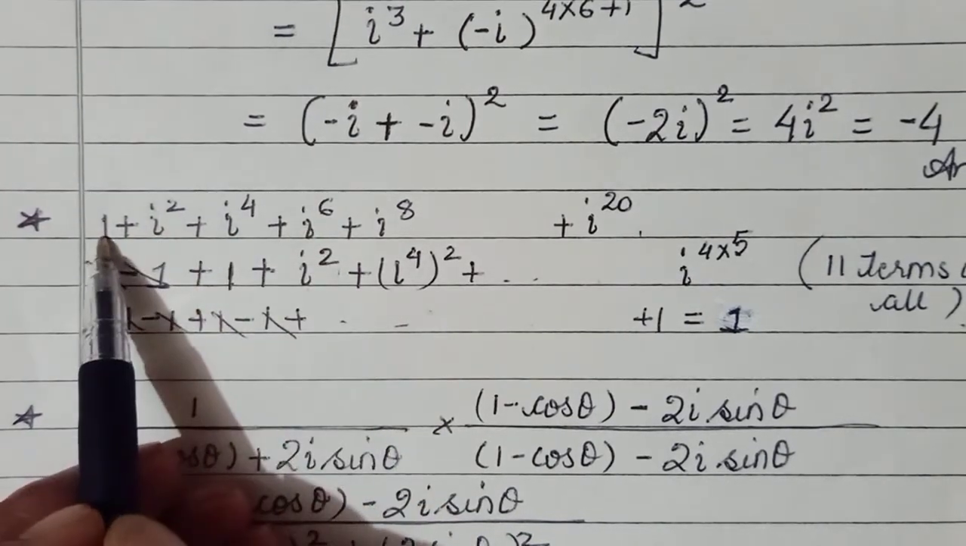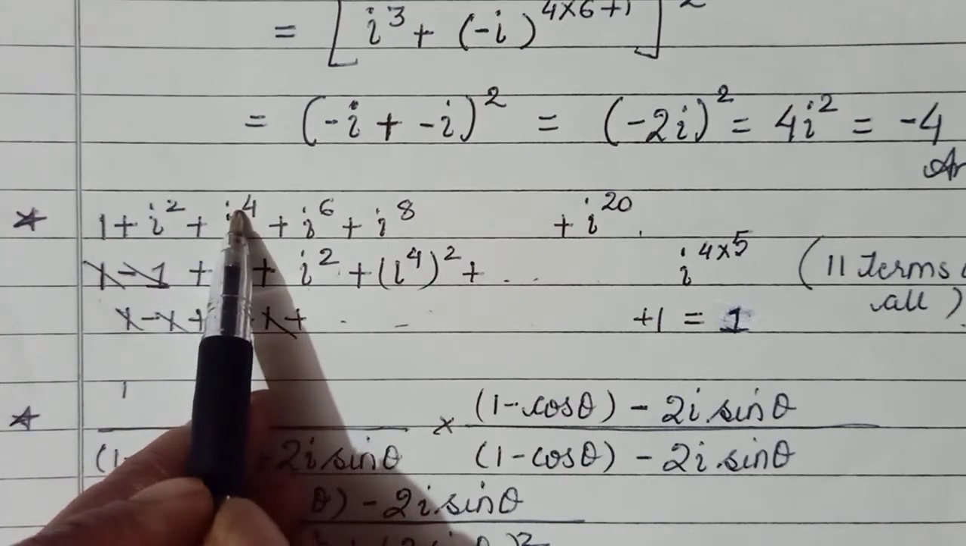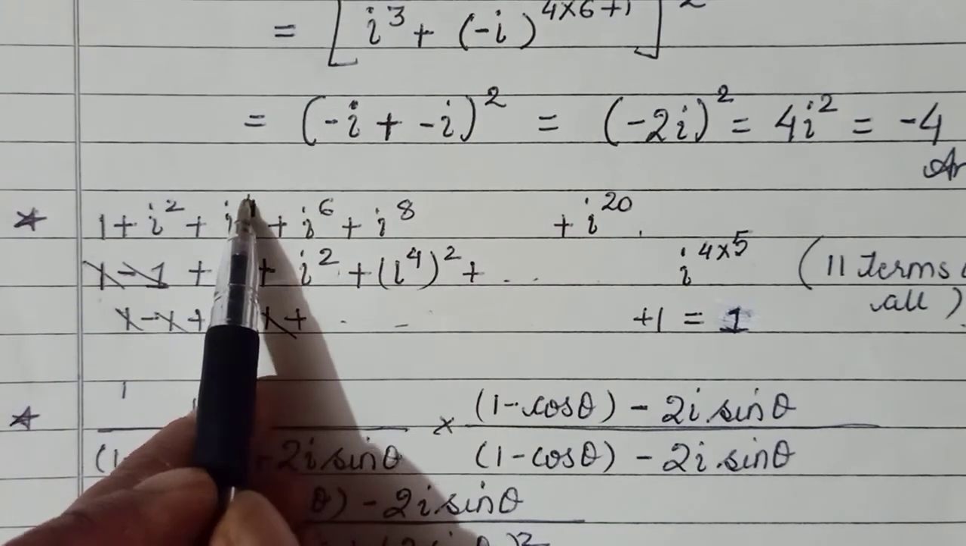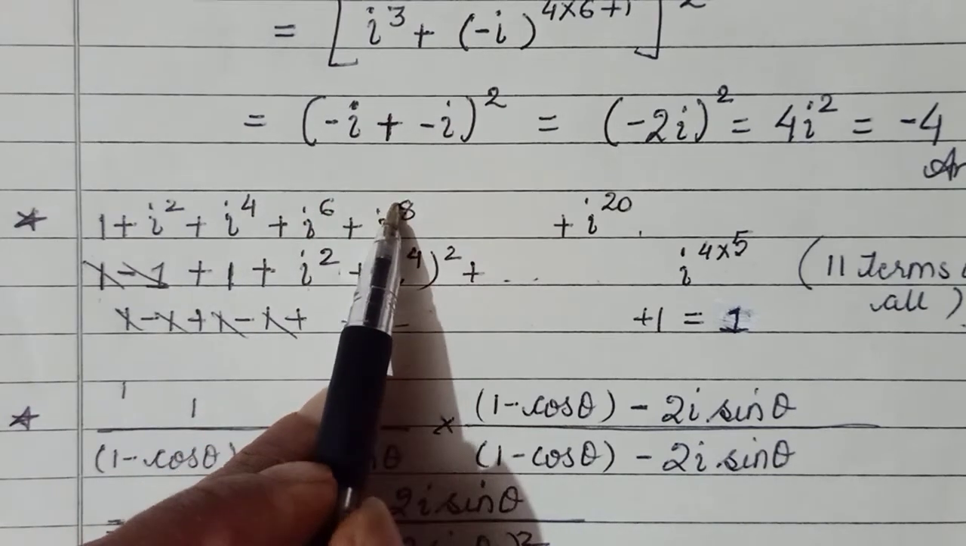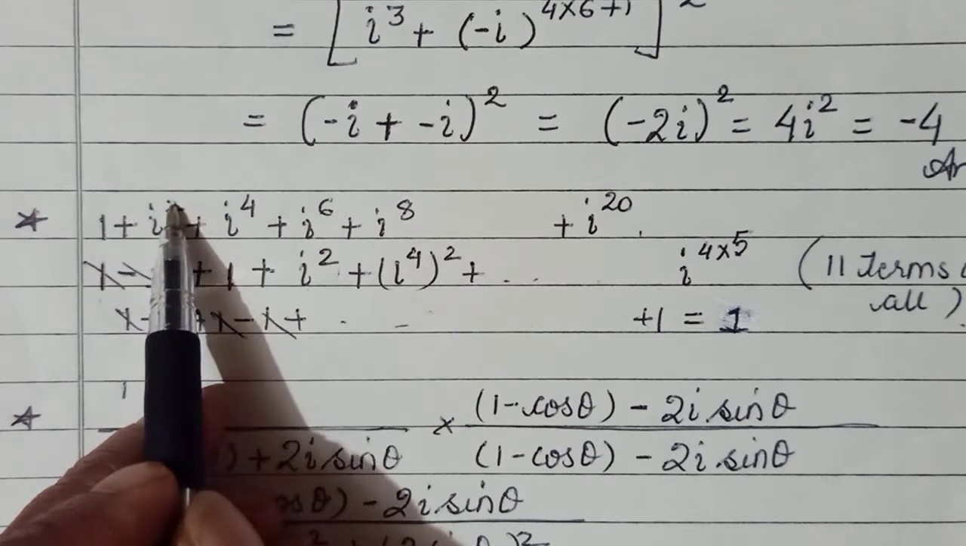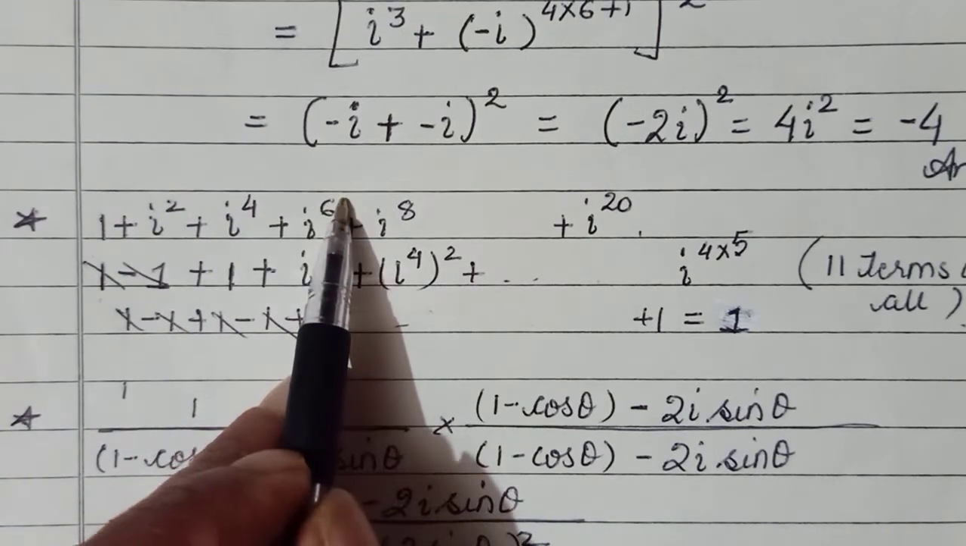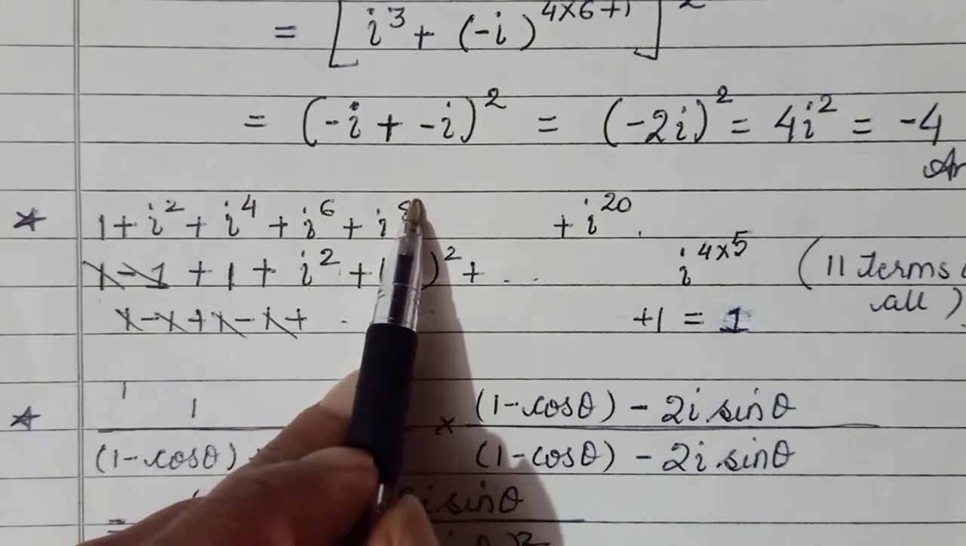तो ये कैसे जा रहा है? 1 plus i square or 2 into 1, 2 square, 2 2s are 4, 2 into 2, 2 into 3, 6, 2 into 4, 8. तो ऐसे जा रहा है. See, this was your first, second term है 2 into 1, third term है 2 into 2, fourth term है 2 into 3, fifth term है 2 into 4.